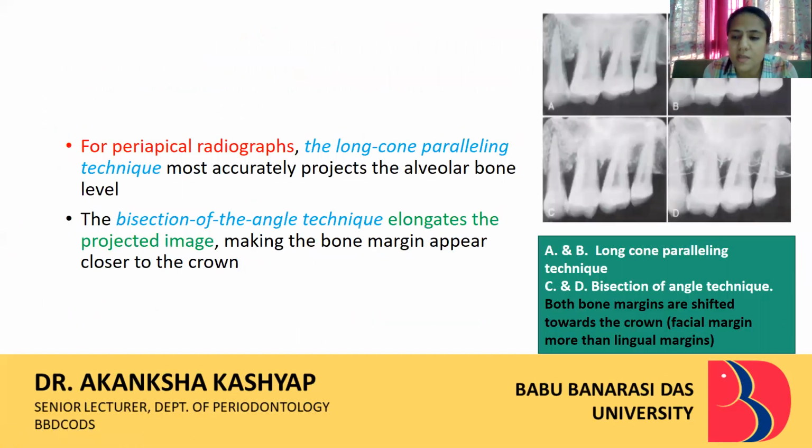So when talking specifically about the periapical radiographs, you all must have read that we use two techniques, the long cone paralleling technique and the bisection of angle technique. The long cone paralleling technique most accurately projects the alveolar bone level, which is what we require for periodontal diagnosis. But there's another technique, which is bisection of angle, which leads to elongation of the projected image.